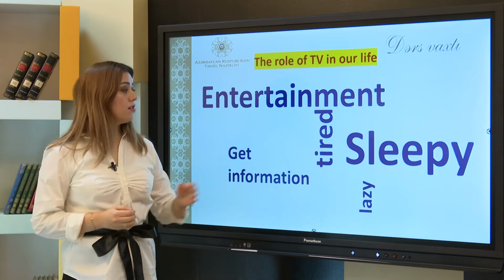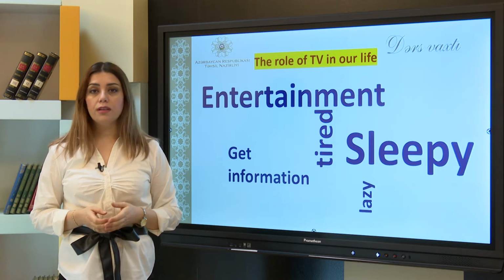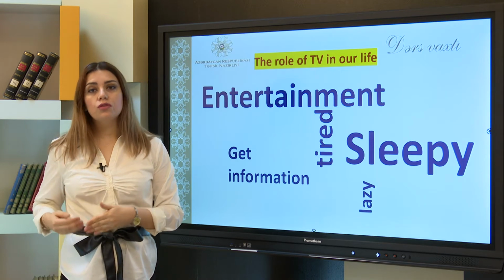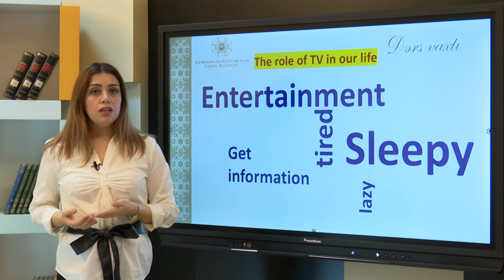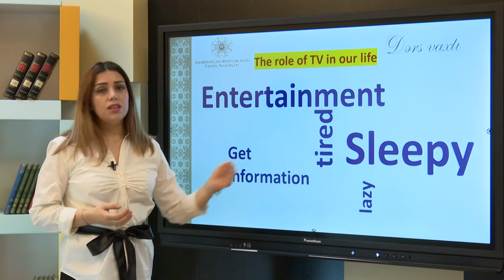First of all, it makes us too tired. Sitting in front of the TV for a long time without moving will make us feel tired. The more we sit, the more we will want to sit in front of TV, and that will make us more and more tired. Secondly, it will make us sleepy.